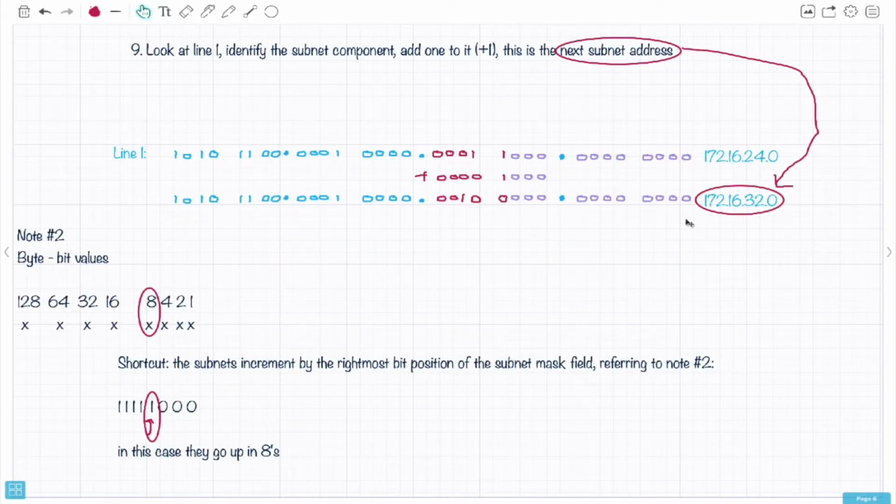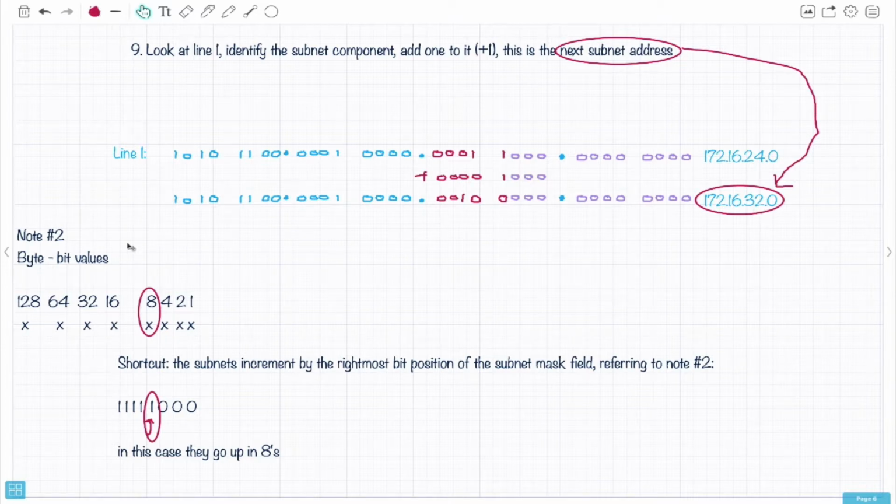As before, to calculate the next subnet address, write down line 1 again and look at the highlighted subnet. Add 1 to the subnet number, not the byte, not the subnet and host, just the subnet number. Now that will be 00011, 1 plus 1 becomes 00100. Convert to decimal, and it's 172.16.32.0 is the next subnet address.